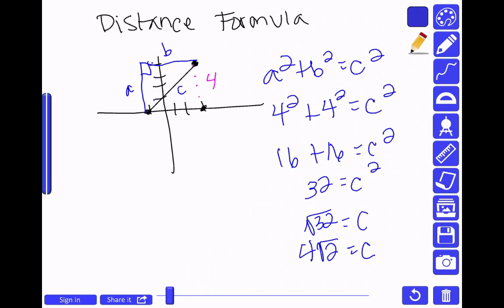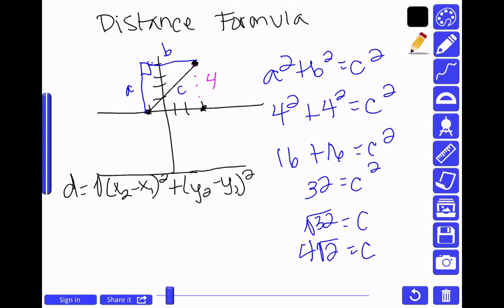Now, the actual distance formula is not what Pythagorean theorem looks like, but it's essentially what we just did in solving that. So let's look at the distance formula. The distance formula is the square root of x2 minus x1 squared plus y2 minus y1 squared, and that's all under the radical. So what does all of this mean? This x2 minus x1, that is b, and then we squared it. This y2 minus y1 is a.